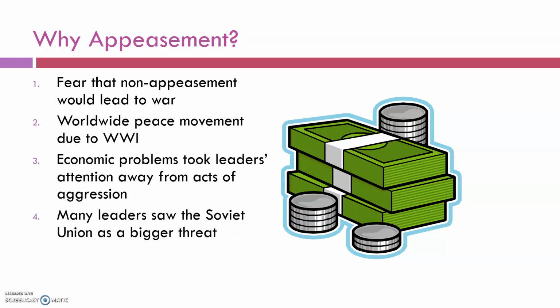And finally, many leaders saw the Soviet Union as a much bigger threat than Hitler. And so Stalin was viewed with much more caution than anything Hitler was doing. And actually, Hitler was potentially viewed as a barrier to Soviet expansion, and so therefore not necessarily an issue.